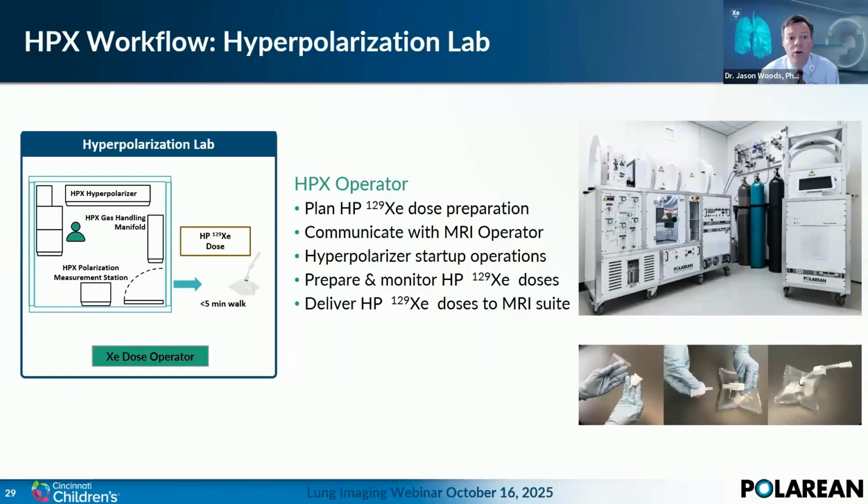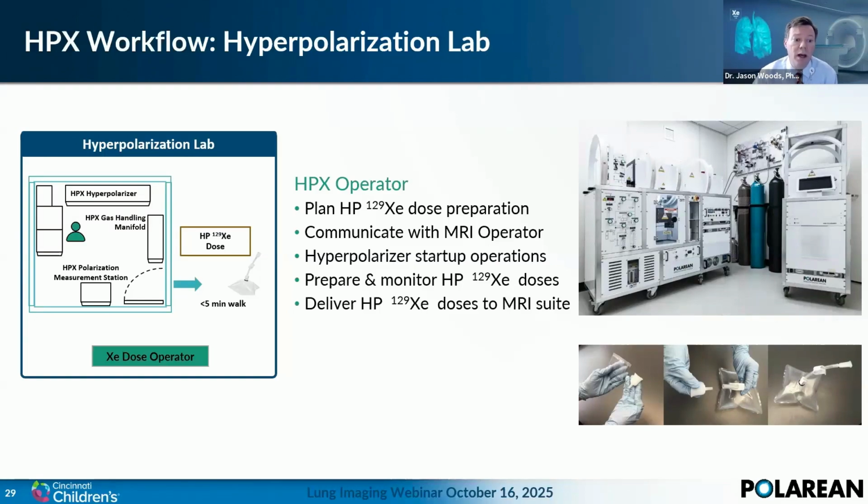So in terms of workflow and practicalities, we certainly need a hyperpolarizer and a hyperpolarized lab. We have to plan the dose, communicate with the MRI operator because we don't want that signal to simply be sitting around for too long. It has a lifetime, or a T1, of 30 minutes or an hour in our fringe field or in our holding field. So what we need to do is simply prepare, communicate with the operator that the patient is ready for the dose, and then deliver that to the MRI suite.